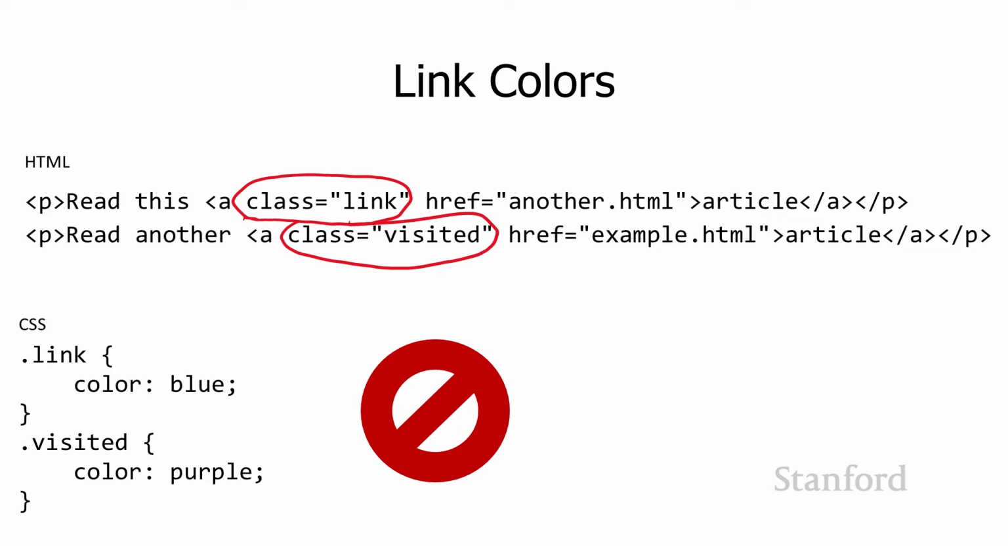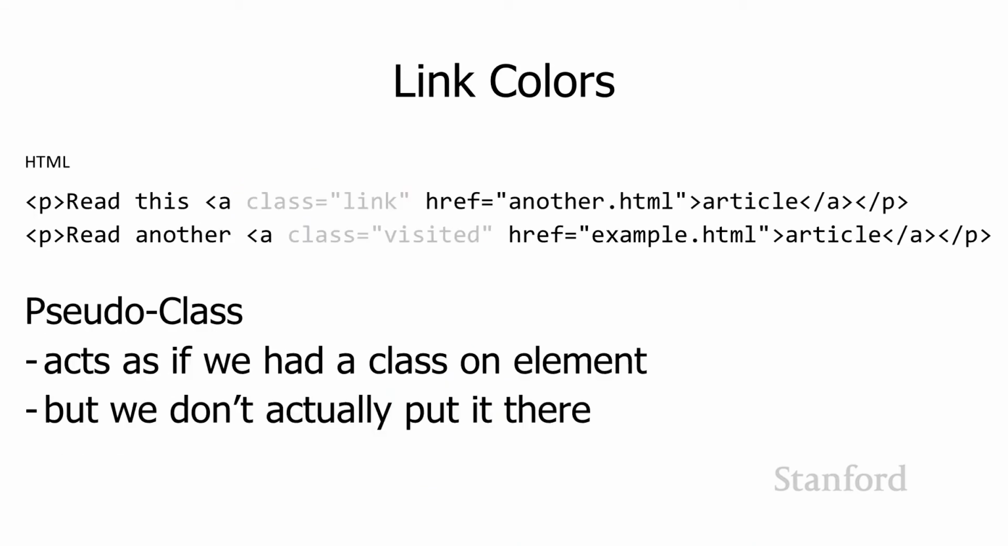So that seems to be kind of a problem. I mean, it would be really nice if I could do this. And so it actually turns out the solution basically does look like this, but it's a little bit different because the computer automatically adds what it refers to as a pseudo class. So it acts as if there's a class on these anchor elements, either link or visited, depending on whether the person has visited that web page or not. But it's added internally by the web browser.